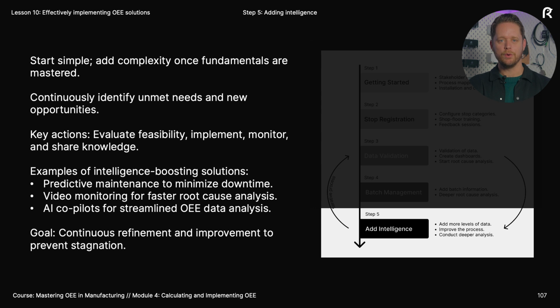Adding intelligence to your OEE system and processes could involve the following solutions. 1. Introducing predictive maintenance to reduce equipment downtime. 2. Introduce video monitoring of lines to find the root cause of equipment malfunctions quicker. 3. Incorporate an AI copilot into your OEE software to streamline analysis.